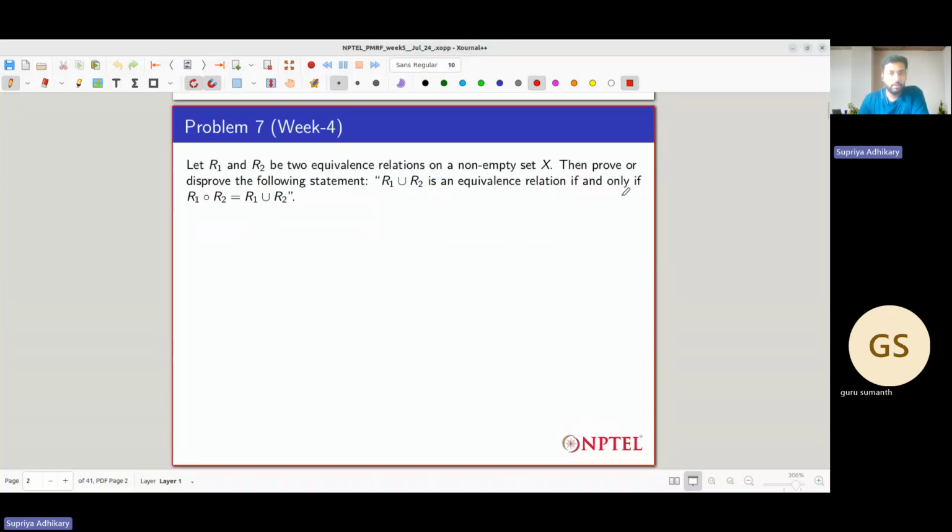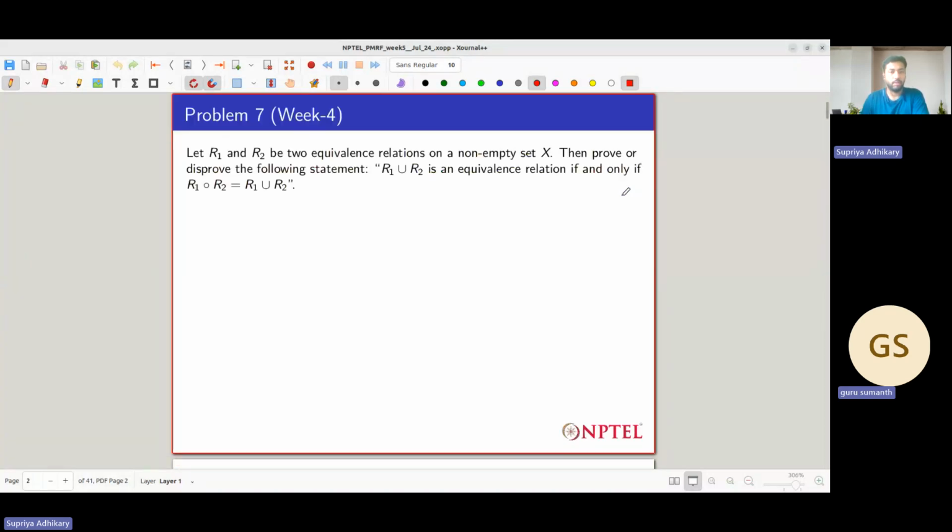So first I will discuss problem 7 and problem 15 in week 4. I skipped these problems because I had some difficulty proving these theorems. So today I will first prove these results, solve problem 7 from last week, and then we will move forward to today's topics.